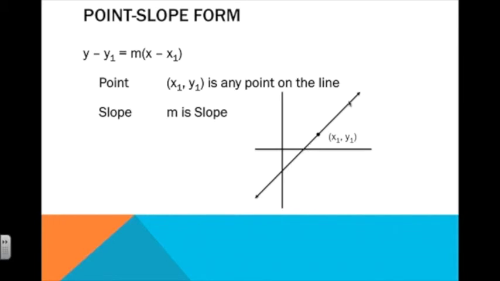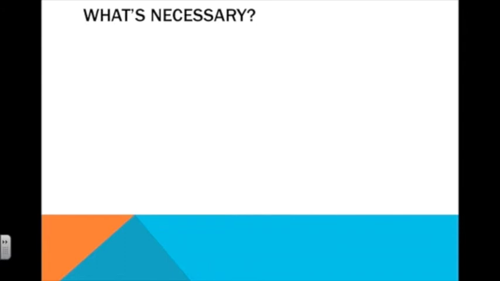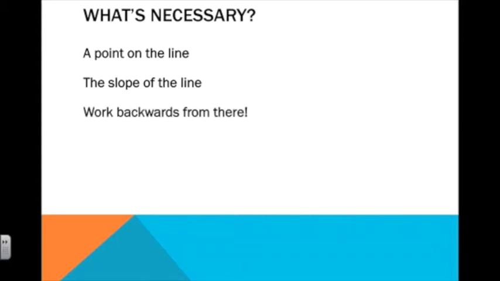It doesn't matter where. So what's really necessary in order to find a linear equation? Well, first of all, you must know a point on the line, and secondly, you have to know the slope. If you aren't given those 2 things, you can always work backwards from that concept. For example, if you're given 2 points, you need to work backwards and think, okay, if I need the slope to get my equation, how do I use those 2 points to find my slope?